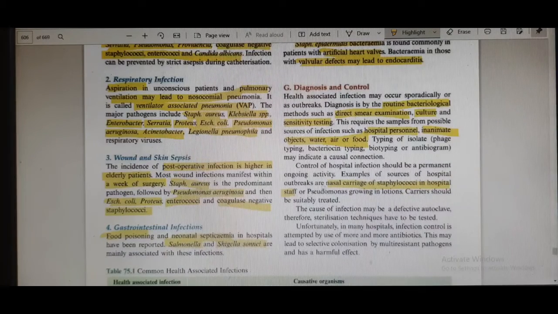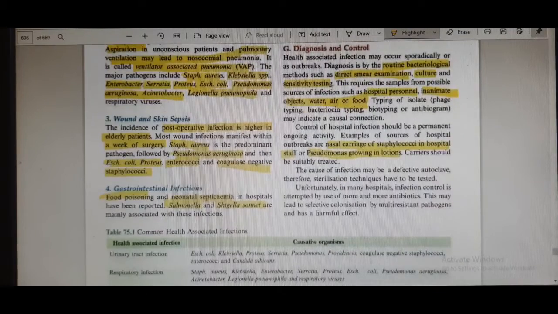Pseudomonas growing in lotion. Usually, these pseudomonas are so resistant that they grow in antibiotic lotions also. So on repeated usage, these lotions might lead to infections. This could be carriers, so these carriers should be suitably treated. The cause of infection may be a defective autoclave. So one such cause of infection is a defective autoclave. Therefore, sterilization techniques should be tested every time sterilization is done.